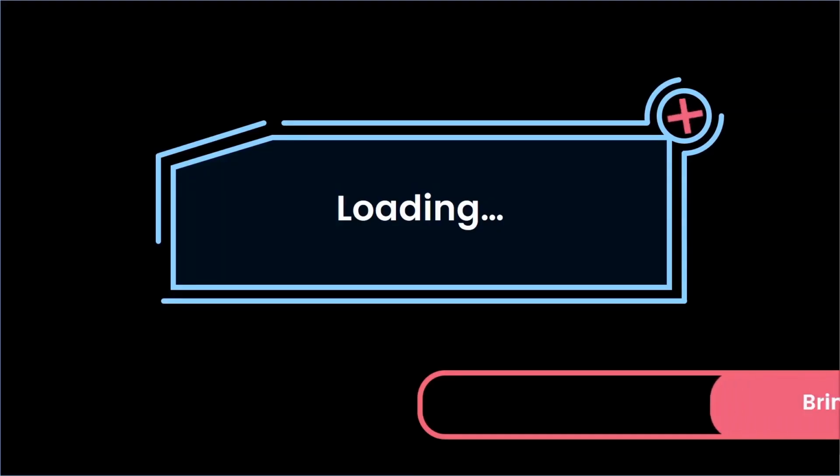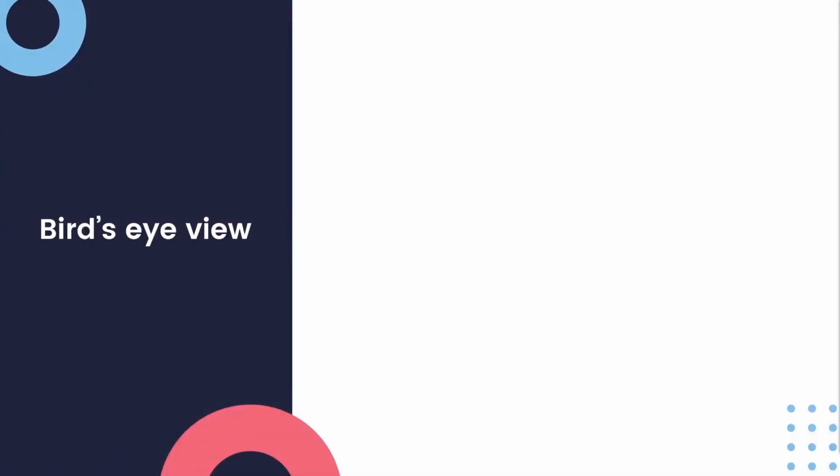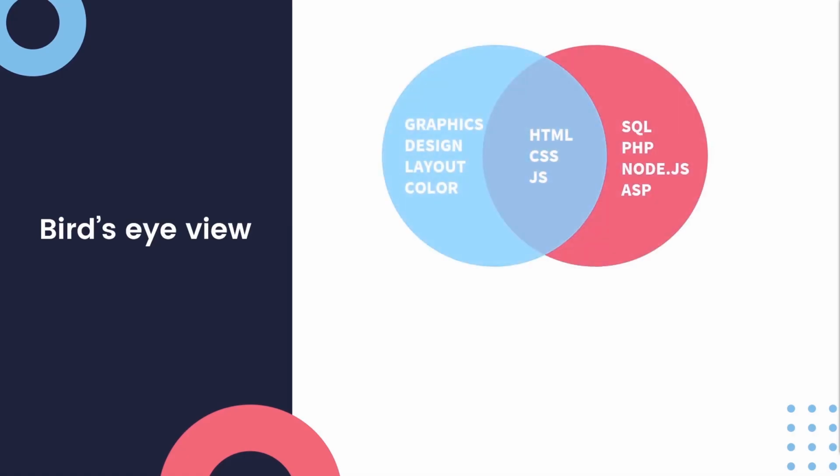Now, without further ado, let's dive right into our very first topic and have a quick recap session on bringing together HTML, CSS, and JavaScript so we can better understand how each of these stacks work together. First of all, let's start off by having a bird's eye overview of how the different technology stacks come together. What I have here is a simple diagram that shows you the full stack when it comes to web development. In our blue circle, we have graphics, design, layout, and color, which is floated to the left of this diagram.